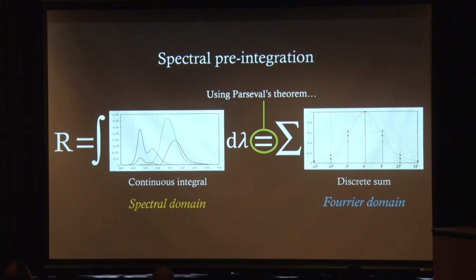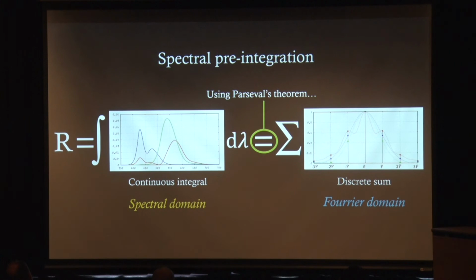And this equality is actually guaranteed by Parseval's theorem. Again, the paper explains that in detail. But that's the main contribution of our approach, turning a continuous integral into a discrete sum that's much, much easier and faster to evaluate. So you don't have to do all these spectral samples.